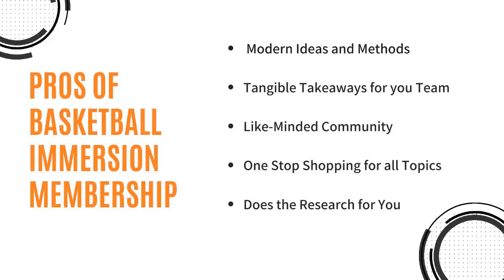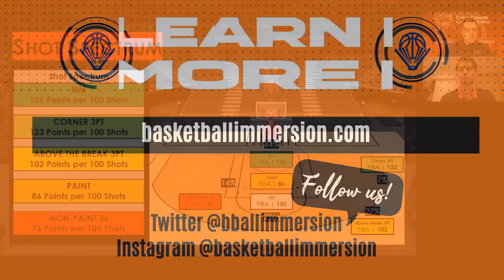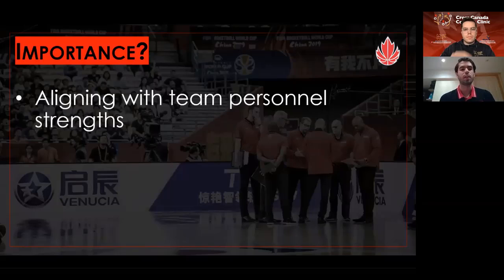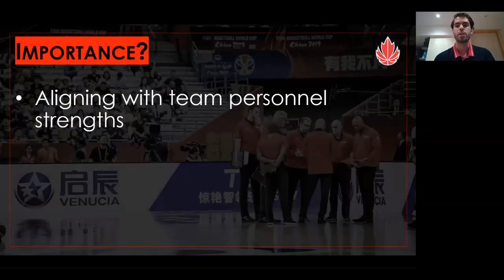So as a next step here, in terms of importance, why did I present this? Why are we talking about this information? Once we have the lay of the land in terms of the shot location information, it's about aligning it with your team personnel strengths and really finding ways to maximize the offense based on the individual abilities and the skill level of your athletes, keeping an eye to the average numbers that were presented in that previous slide in terms of the shot spectrum.